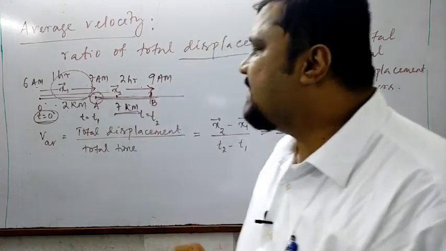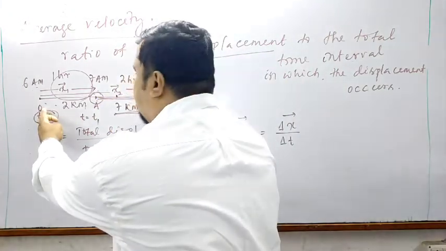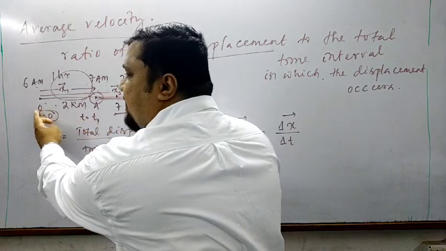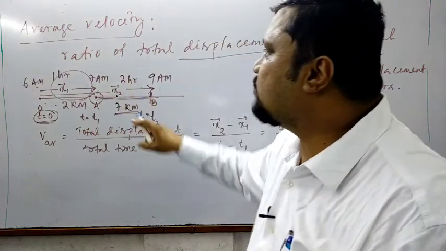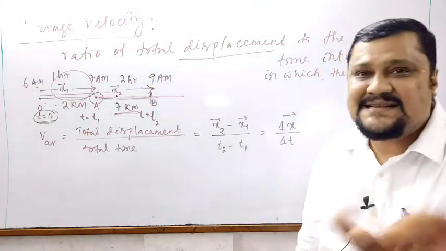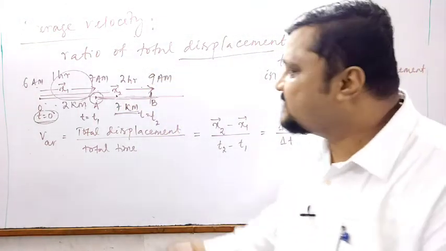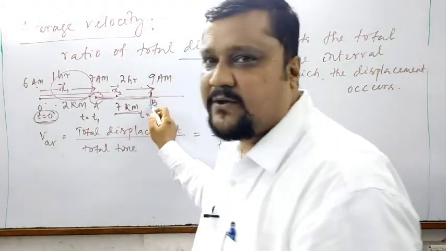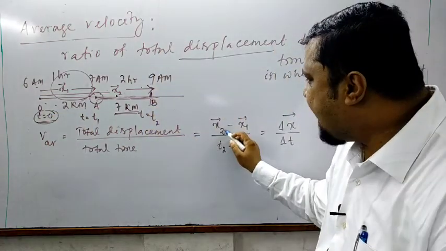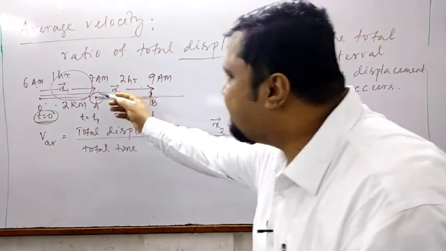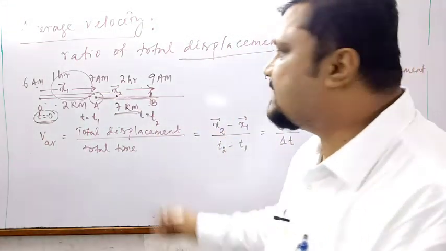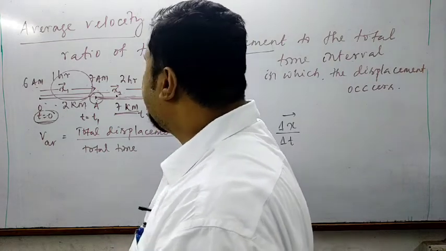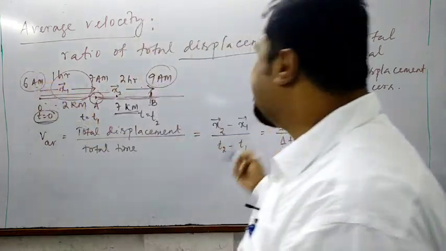In that case, if I ask you what is the average velocity in this time interval, the total is 9 kilometers minus 2 kilometers, which means 7 kilometers, divided by 2. This is your average velocity, isn't it? But from the origin it is 9 kilometers. So this is x2 is 9 minus x1, x1 is 7, so 9 minus 7 by t2 minus t1. That is 9 a.m. and 6 a.m., so this is by 3 hours.